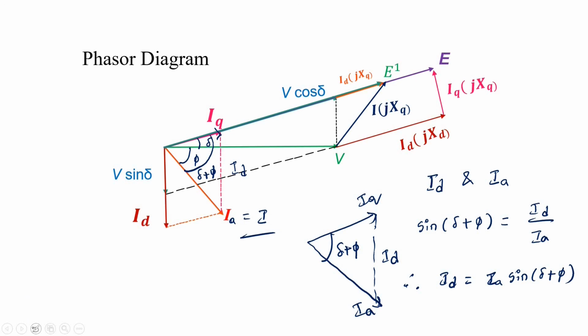So this is one more equation that we need to remember. The direct axis current is equal to IA into sine del plus phi. This del plus phi is actually plus or minus phi. If it is a lagging power factor, you will get the plus value. If it is a leading power factor, you will get the negative value.